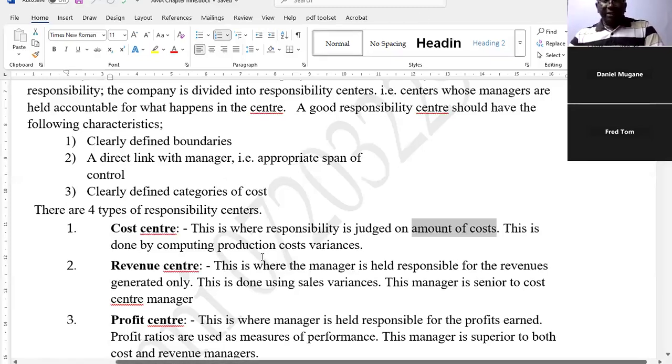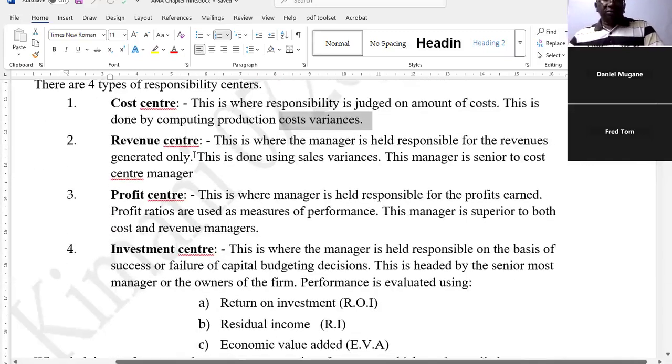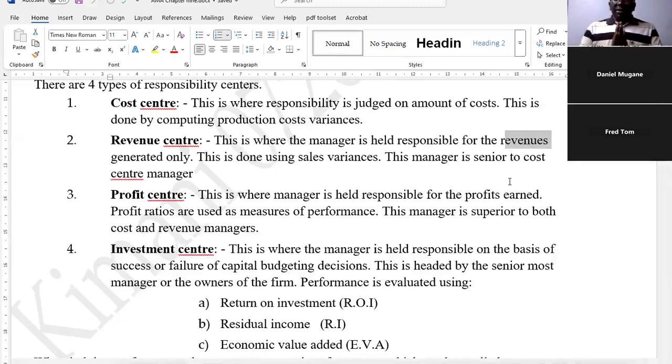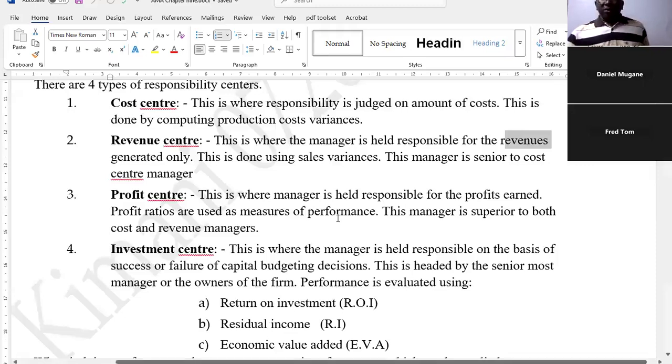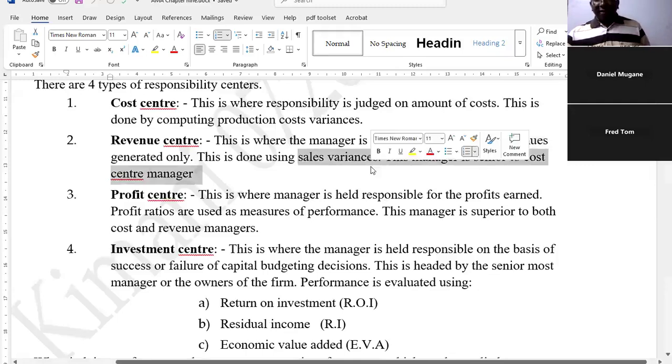That is judged on the basis of computing the production cost variances. For the variances you are computing here, you look at whether each is positive or negative, and then you make a conclusion. We have another center called revenue. This is where the person responsible is responsible for revenues. So these are the marketers, the sales guys. We only look at how much sales you made. That is done by computing what we are calling the sales variances.